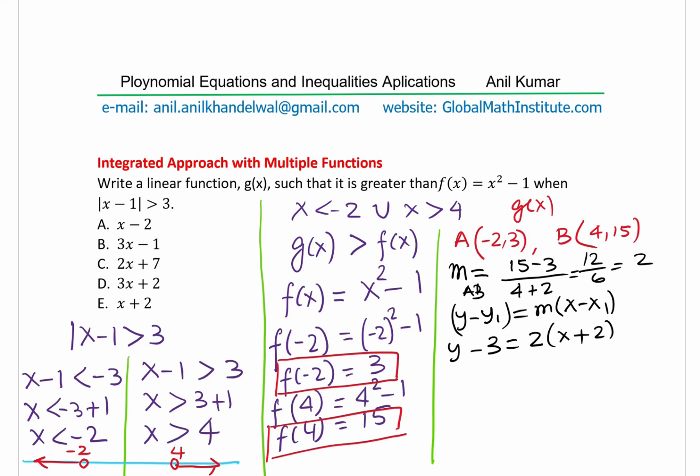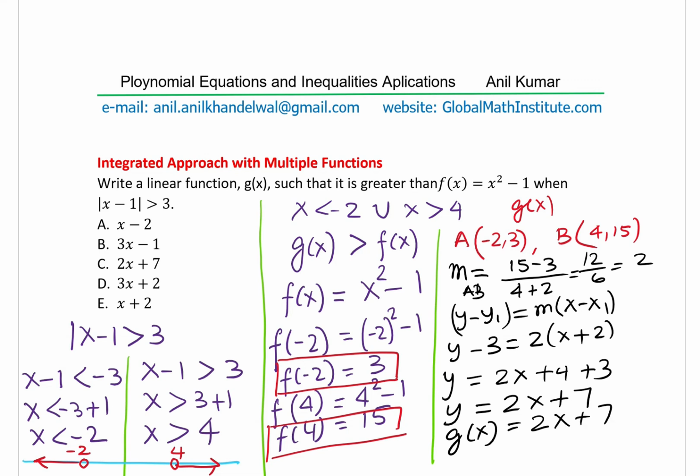And we can bring all the terms together. So we get y equals 2x, 2 times 2 is 4, and we'll add 3 to this. And so we get our equation y equals 2x plus 7. So that is the function g of x, right? So g of x is equal to 2x plus 7. Does that make sense to you? So that is how we actually get our solution, which is 2x plus 7, option C. And so we'll answer by selecting option C. Is that clear to you?